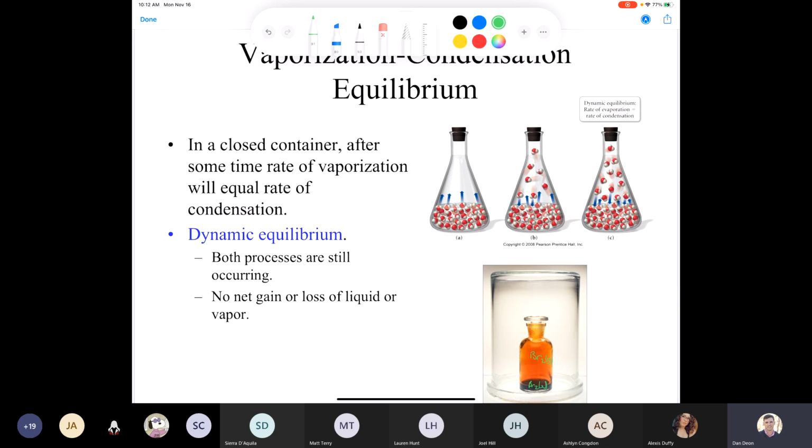If we were looking at this with our eyeball, it would look like nothing is happening. Is that true? No. We know that something is happening. The rate of evaporation of bromine is eventually going to equal the rate of condensation of the bromine in the liquid and gas phase, respectively.